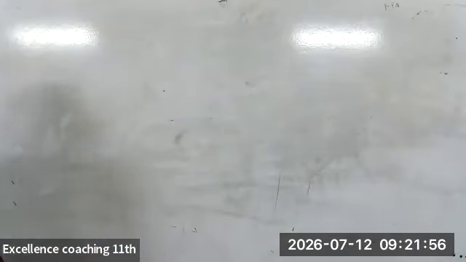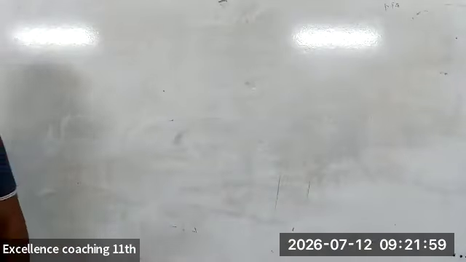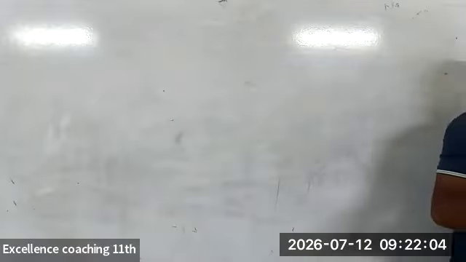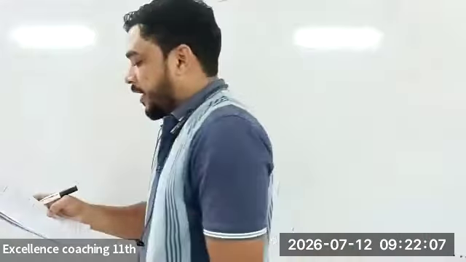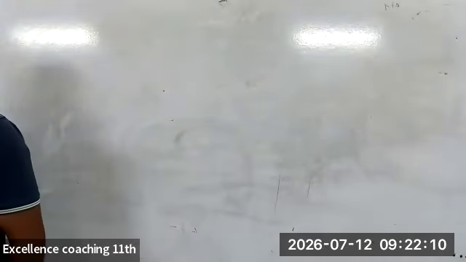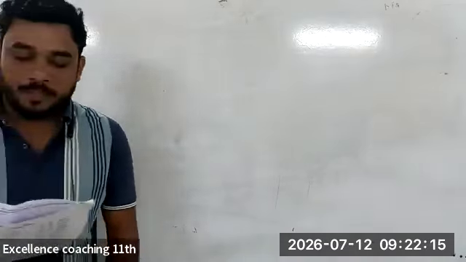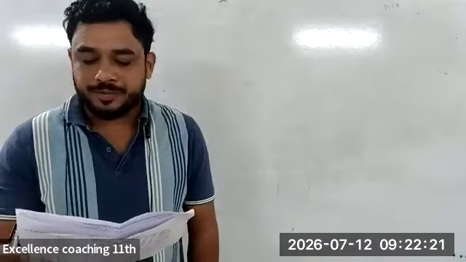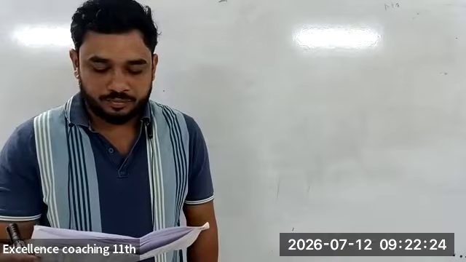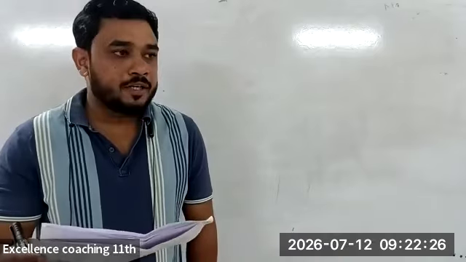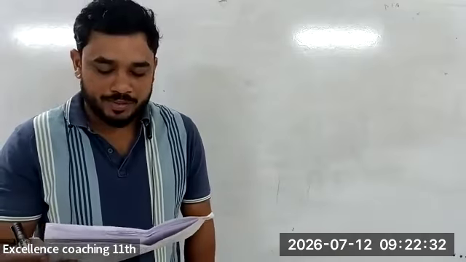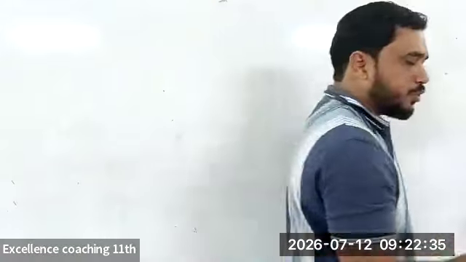First period consists of 2 elements. Just mark that there. Second period consists of how many elements? 8 elements. Third period consists of 18 elements. Fourth period also consists of 18 elements. Fifth period also consists of 18 elements. And sixth period consists of 32 elements. This much you should know.